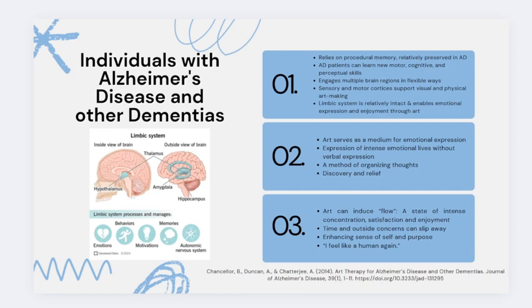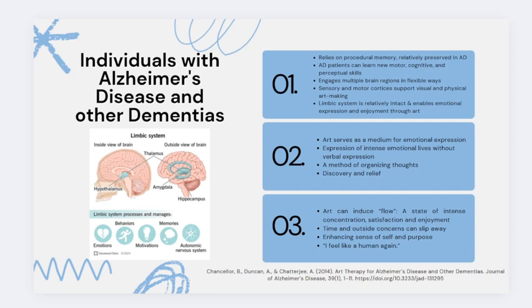So it engages multiple brain regions in a flexible way, and it takes the pressure off of having to remember something. Art, there is no bounds to art. You can create anything, and it's not right, it's not wrong, it just is. Also, the brain is quite fascinating because sensory and motor cortices support the visual and physical art making. So it's very suited to this demographic.